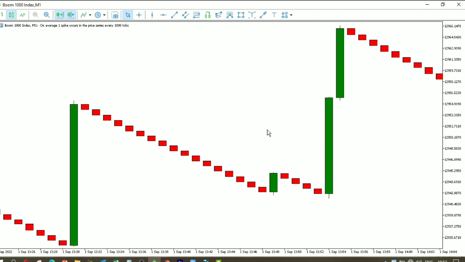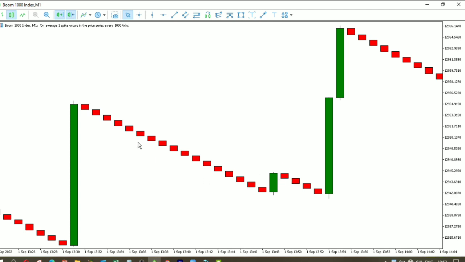So back to the video, I said I'm going to show you how to catch these spikes here on Boom and Crash without any indicators at all. But first of all, let's talk about Boom and Crash and some of the things that people believe with Boom and Crash. So Boom and Crash, what is it?